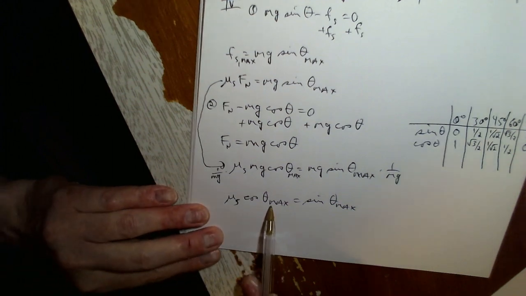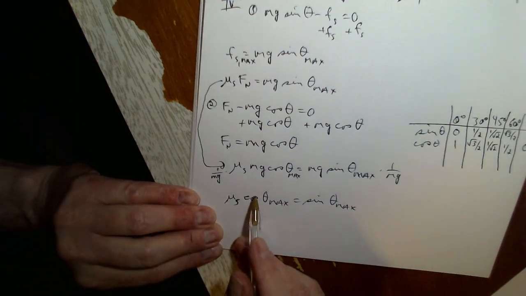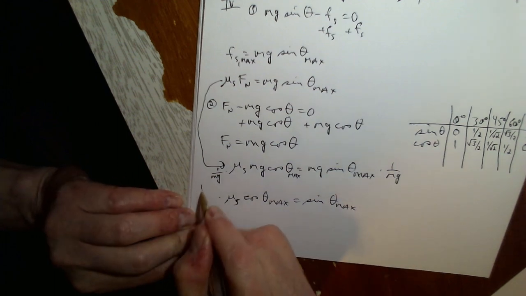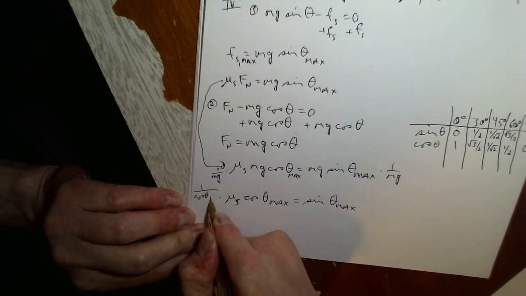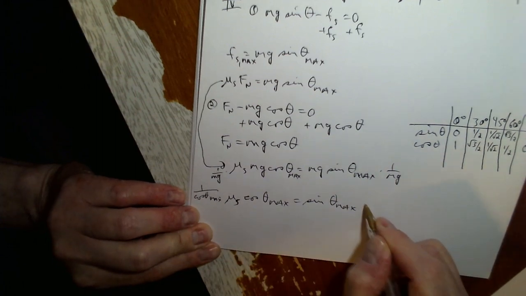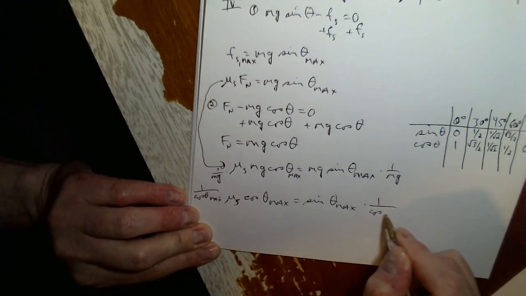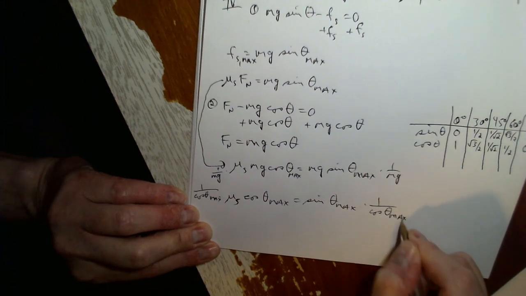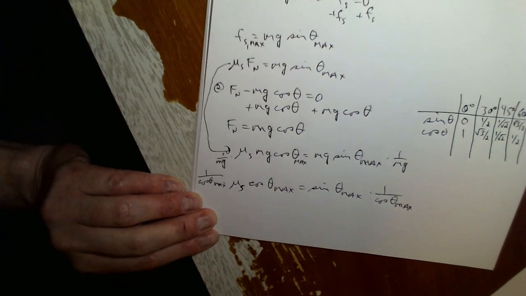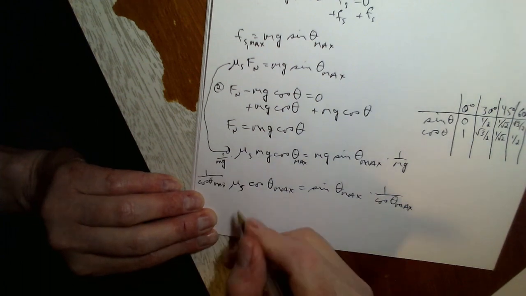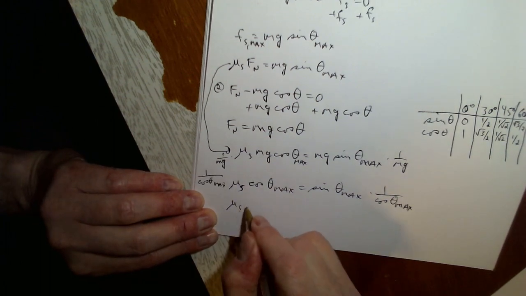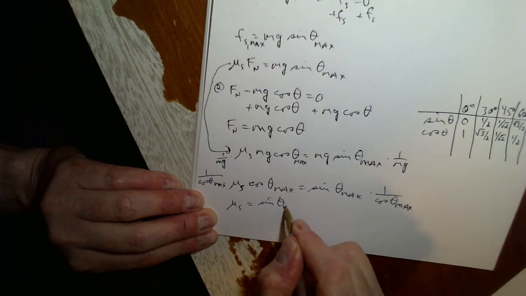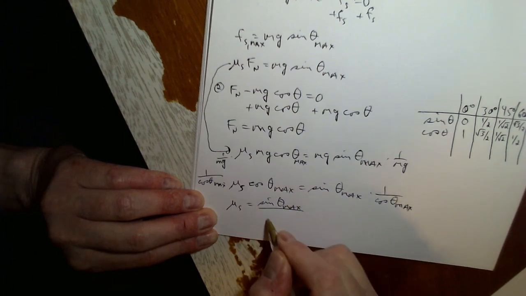I want to get theta max by itself, so I'm going to move everything with theta max to one side. So I'll divide by cosine theta max on both sides, and this is just cleaning up the expression, just to make things look nice. So I get mu sub s is equal to sine theta max over cosine theta max.